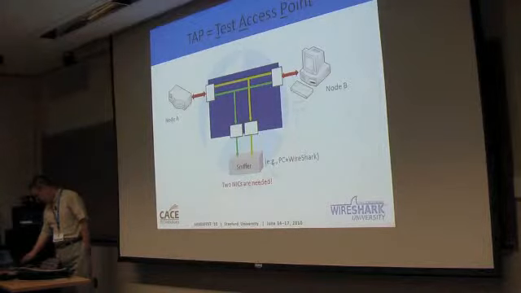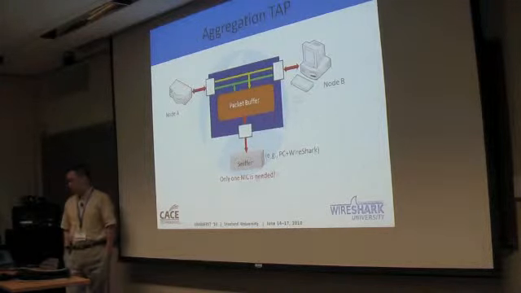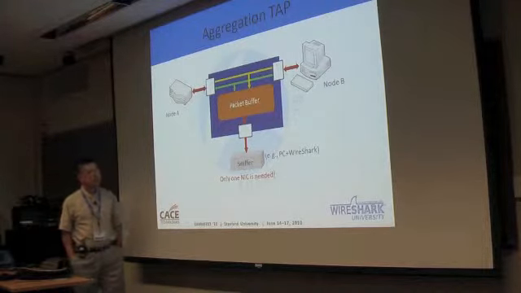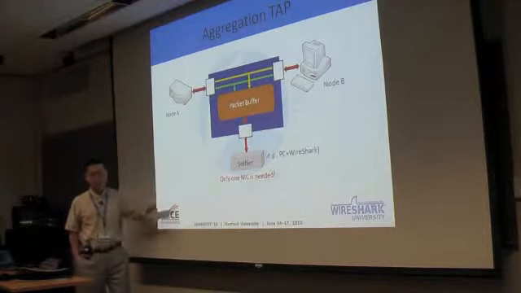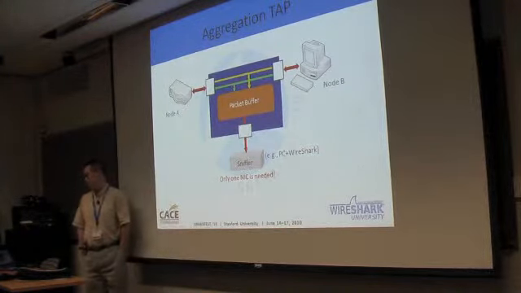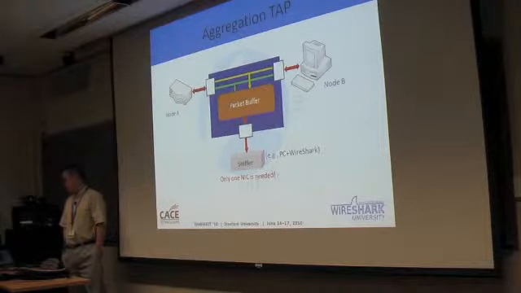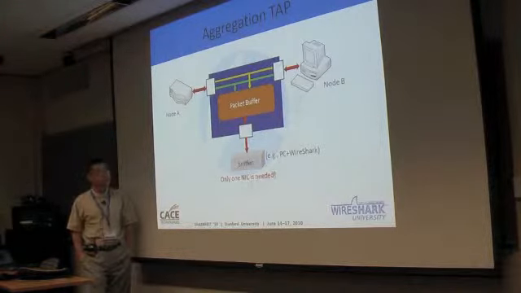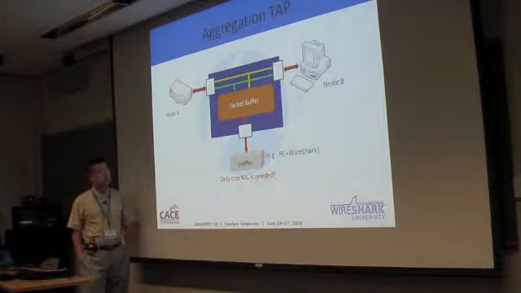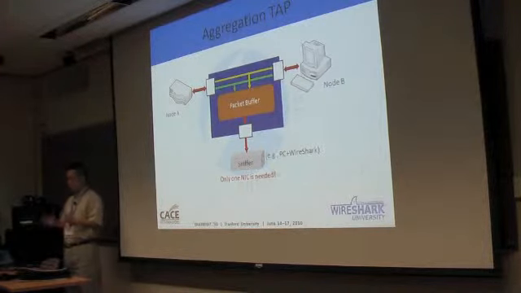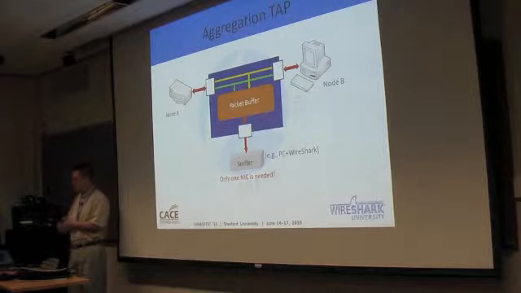So the next page is what we call the aggregation tap. What this aggregation tap does is it combines the two tap ports into one, so that you can just use one Ethernet port on your computer. This is realized through this packet buffer. The packet buffer temporarily stores the traffic in both directions and then combines these two streams into one stream.